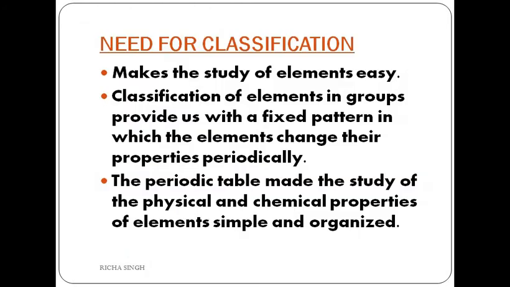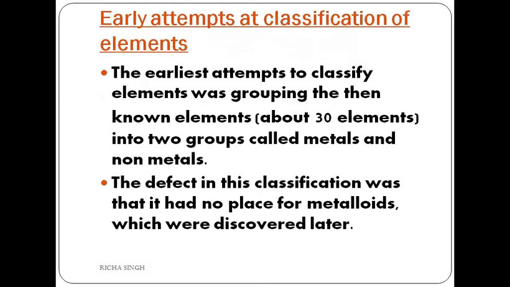First of all, what is the need for classification? As you all know, it makes the study of elements easier, because elements are the building blocks of any substance, and there are 118 elements identified to date, many of which occur naturally. So it is not possible to study the properties of all the elements separately. Therefore, elements have been divided into different groups in such a way that elements in the same group have the same properties.